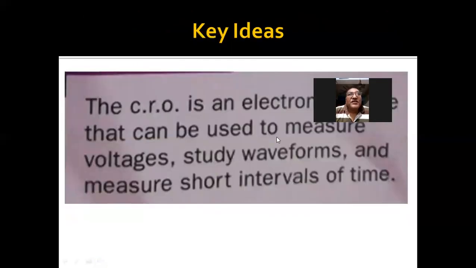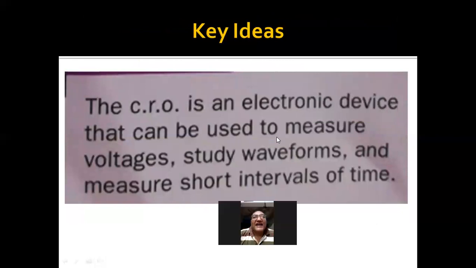Okay, so here we have the key ideas. The CRO is an electronic device that can be used to measure voltages, study waveforms, and measure short intervals of time.